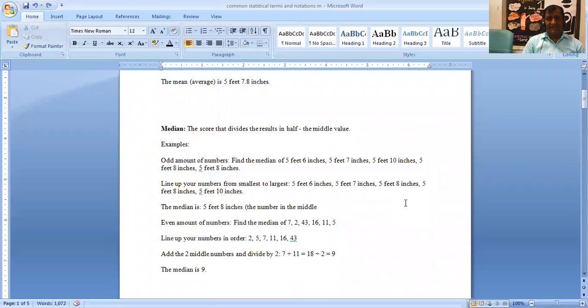For an even amount of numbers, find the median of 7, 2, 5, 16, 11, 9. Line up the numbers in order: 2, 5, 7, 11, 16, and so on. That means arranging the numbers. Add the two middle numbers and divide by 2: 7 plus 11 is 18, divided by 2 equals 9. The median is 9.